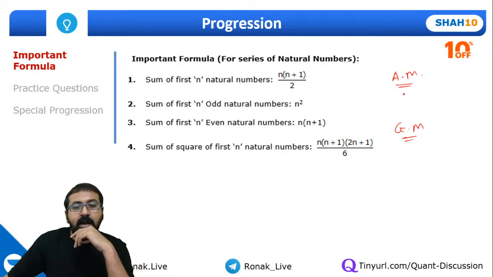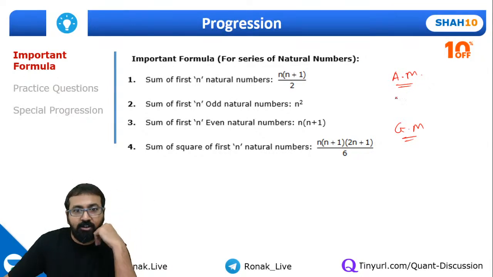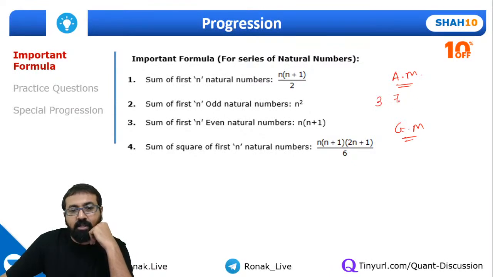Okay, so for example, there is a quadrilateral. Let me give you one example. There is a four-sided figure, quadrilateral, and the sides are something like this: 3, 7, 8 and 2. So what will be the perimeter? Can I say perimeter is 20?